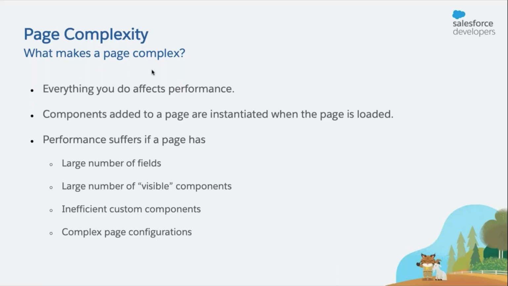Sure. So here, page complexity is every time you create a Lightning page and you drag and drop components, that is the page complexity, and you define the component page visibility rules. That also adds to complexity. So if you have very complex rules on which page to show to which user, that also affects performance. To put it in one single line, everything you do affects performance.